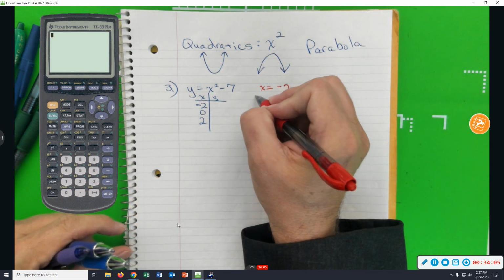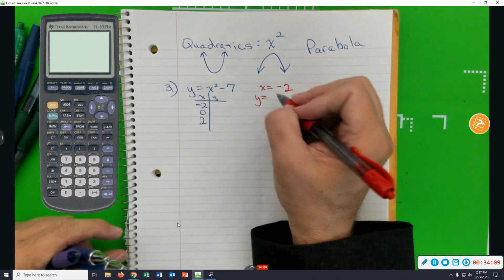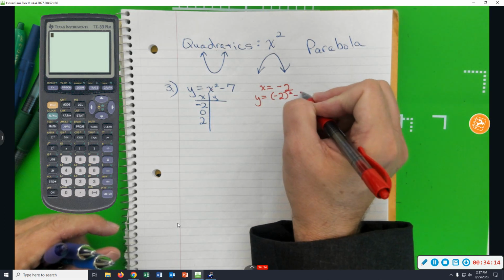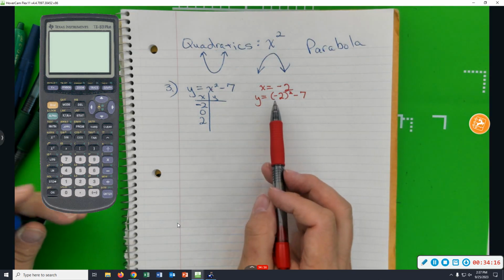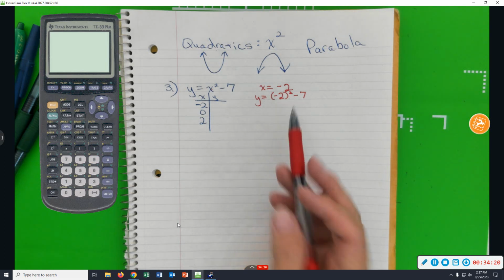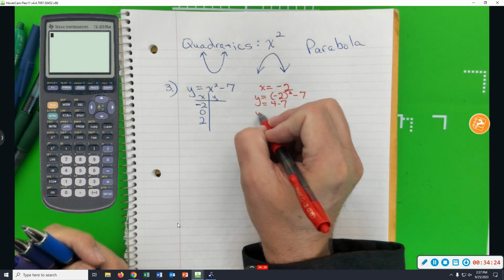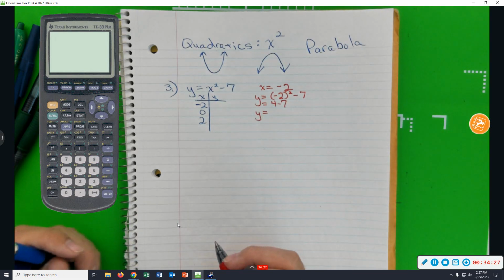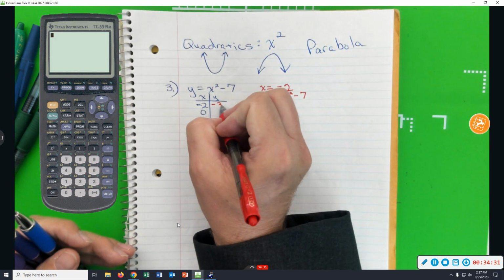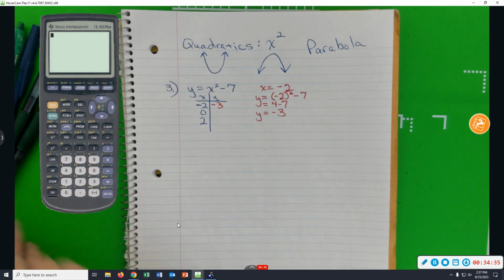Plug in -2. We get y equals... replace the x with -2. Realize that -2 is being squared. Negative times negative is positive. 2 squared is 4. So 4 minus 7, that gives me a y value of -3. I agree. So there's my first ordered pair that I'm going to be plotting: -2, -3.